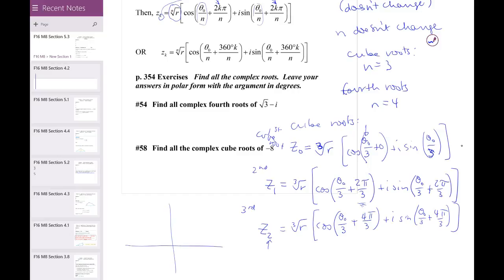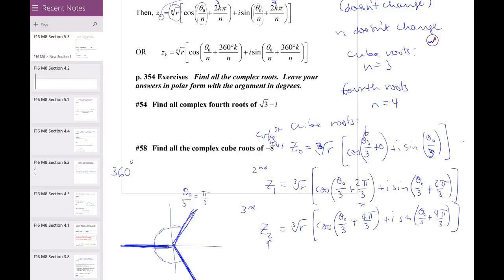Wherever the first angle was, suppose the first angle was at pi over 3. So suppose theta 0 over 3 was pi over 3. Then the next root is going to be at 2 pi over 3 added to that, so it's going to be here. And then you're going to add 4 pi over 3 to the first one. 1 pi over 3, 2 pi over 3, 3 pi over 3, 4 pi over 3. Here's going to be the third cube root. So do you notice anything about them?